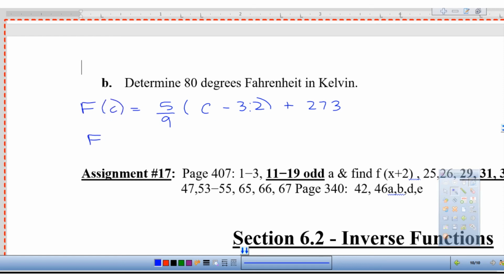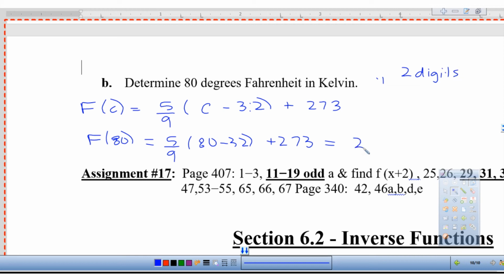Now watch my notation. K of 80 is equal to 5/9 times 80 minus 32 plus 273. With Weber State, it's fine if you go right to the answer. So just grab that calculator, go 5 divided by 9 parenthesis, 80 minus 32, close it, plus 273, enter, and you get, let's say to the nearest, let's say 2 digits. Okay, so the answer would be 299.67 what? Kelvins. Yeah, kelvins. I think it's okay. That's it. That's your lesson.